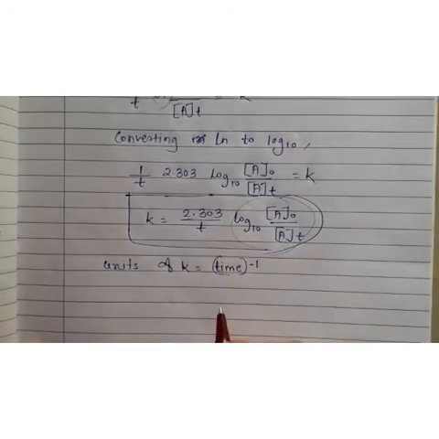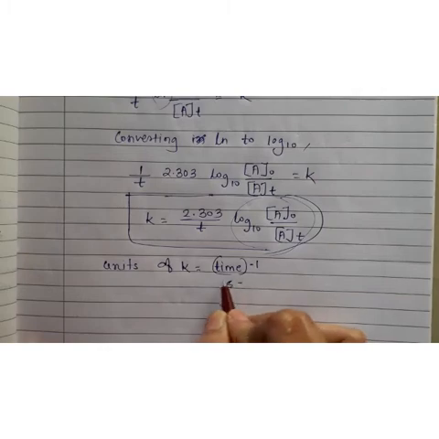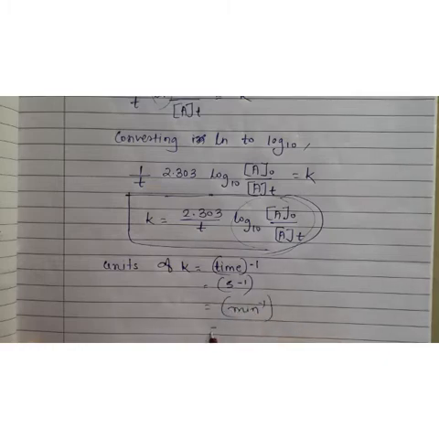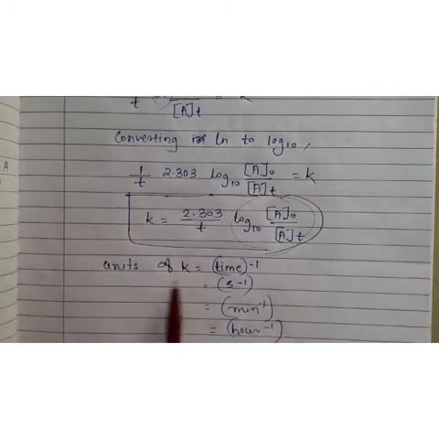So when time is given in seconds, it will be second inverse. When time is given in minutes, it will be minute inverse. When it is given in hours, it will be hour inverse. Understand? So the unit of rate constant for a first order reaction is time inverse.